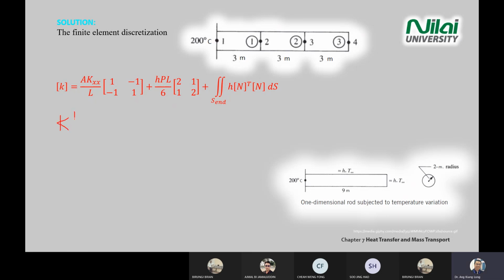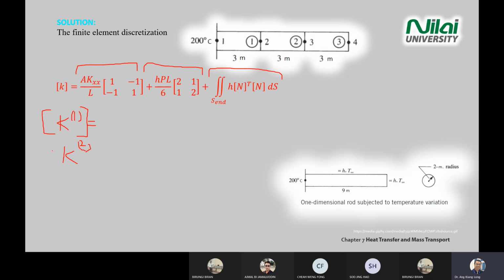Brian, let's look at element 1. If you want to calculate the K matrix for element 1, looking at the equation you see on the screen here, which one can you cancel? The first one, second one, or the third one? Which one can you cancel out when you calculate element 1? The third one. Okay, good.